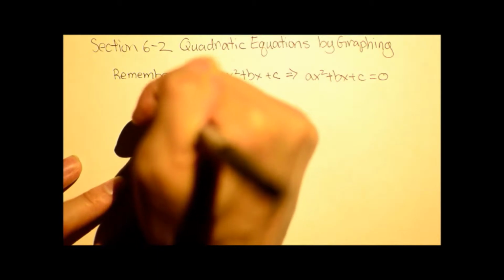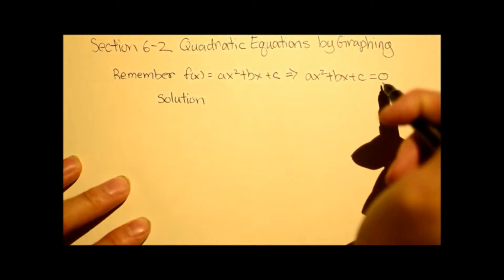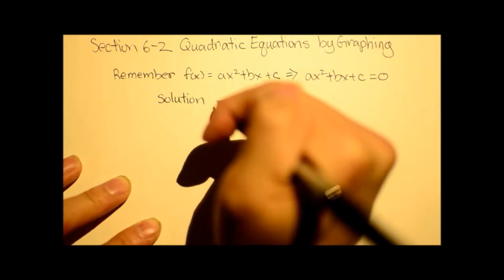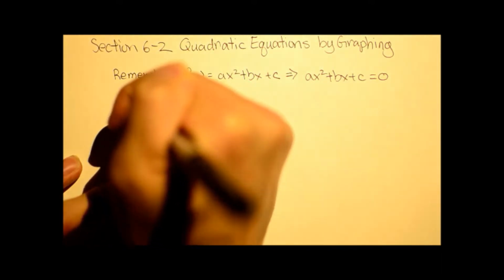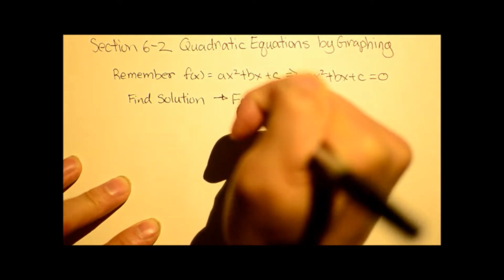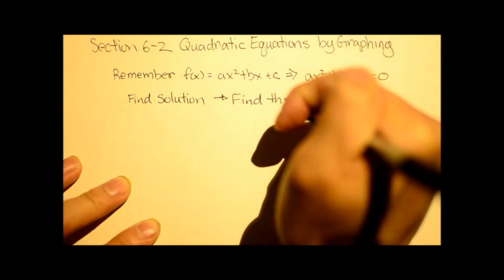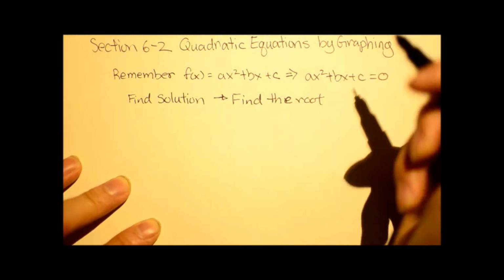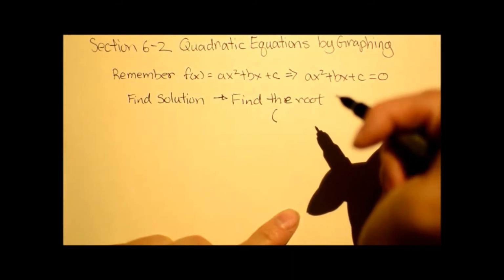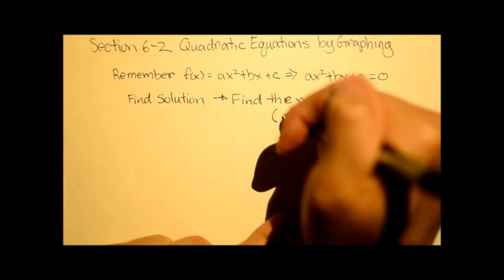In order to find a solution, we only have one variable. That's why we're setting it equal to 0. So to find a solution is also saying to find a root. The root, or in simpler terms, it is the function when y is 0.